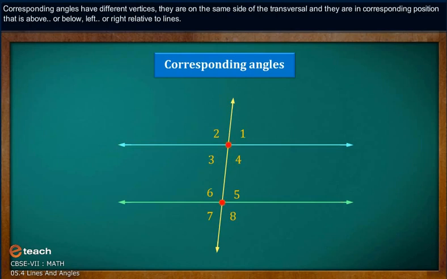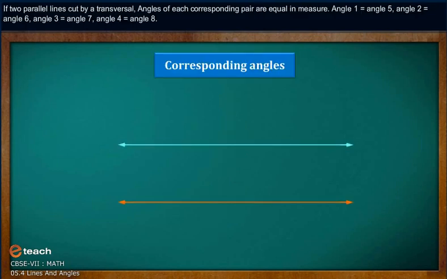Corresponding angles have different vertices. They are on the same side of the transversal and they are in corresponding position, that is above or below, left or right, relative to lines. If two parallel lines are cut by a transversal, angles of each corresponding pair are equal in measure. Angle 1 is equal to angle 5. Angle 2 is equal to angle 6. Angle 3 is equal to angle 7. Angle 4 is equal to angle 8.